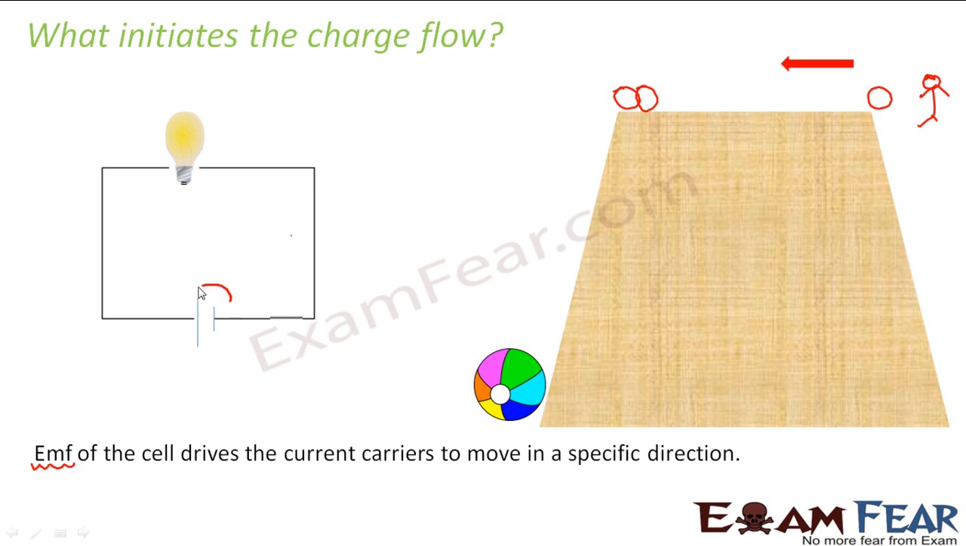So that is why we say that this cell is the source of current. Why do we call it source? Because from here only, because of this cell itself, the current flow gets initiated. The current flow starts. So EMF, that is electromotive force of the cell, drives the current carriers to move in a specific direction. So this EMF causes the positive charges and the negative charges to flow in a specific direction, and because of that flow, current is observed.